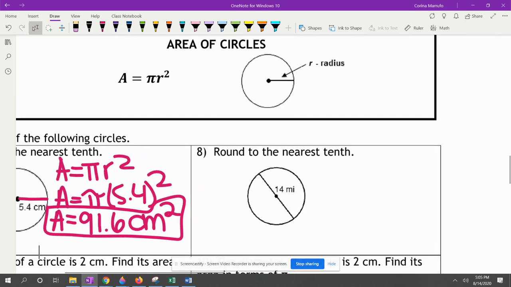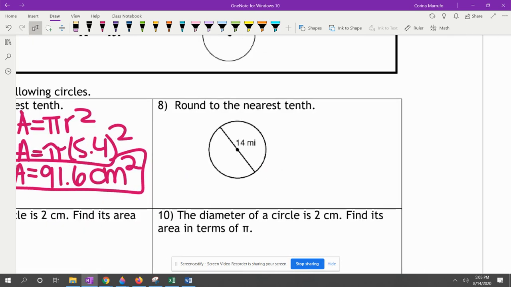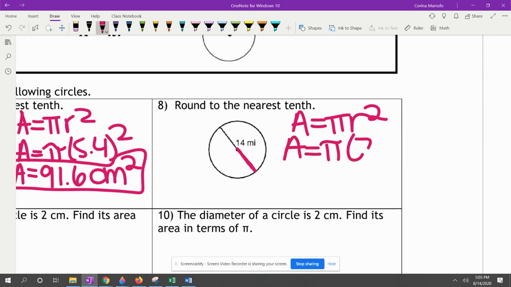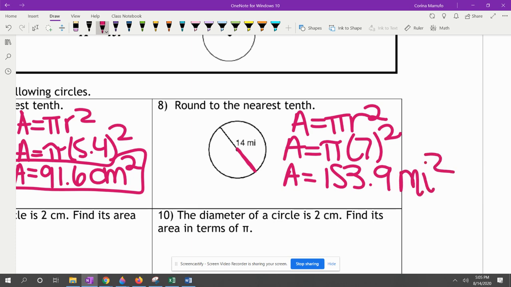Okay, the next one, number 8, round to the nearest tenth. So we're going to use the same formula. Area equals pi r squared. So we're going to need the radius, but they give us the diameter. So if the diameter is 14, that means that my radius is going to be 7. So 7 squared times pi, we plug that into our calculator since we're rounding to the nearest tenth, and that's going to give us 153.9. Our units here are miles squared.